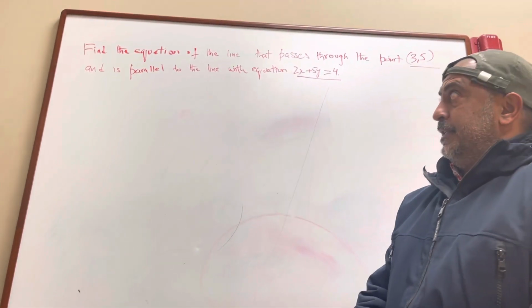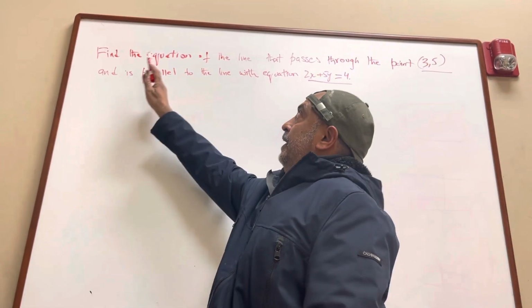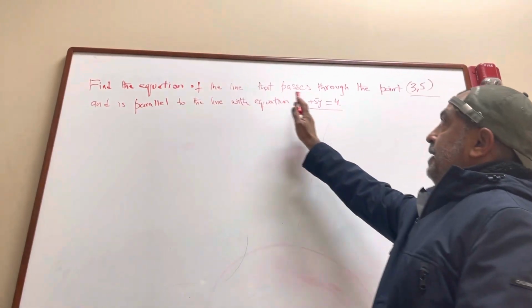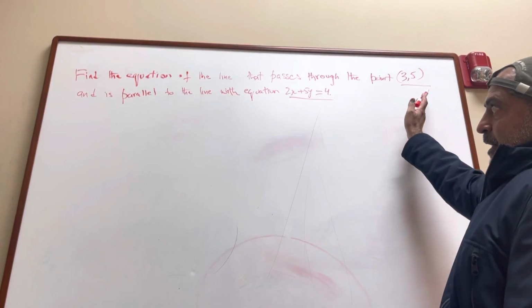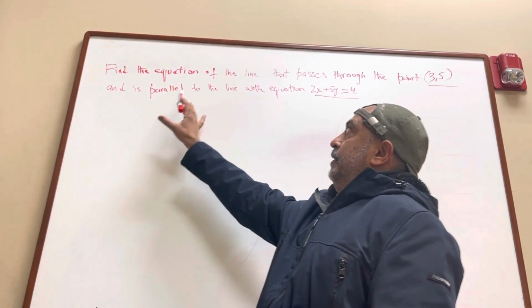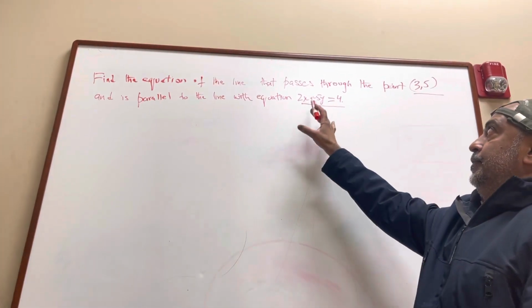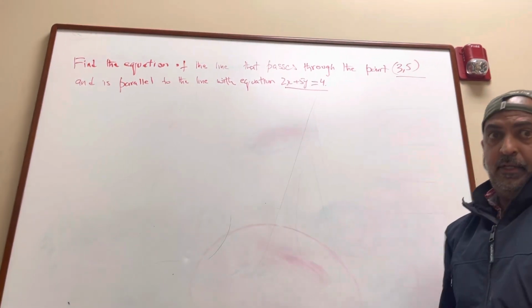Mr. Adam requested the question: find the equation of the line that passes through the point (3, 5) and is parallel to the line with equation 2x plus 5y is equal to 4.